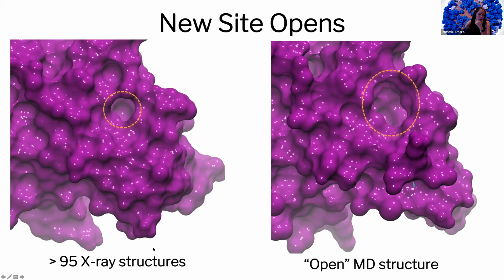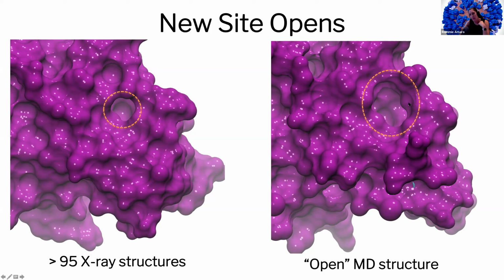If we looked at all of the crystal structures that are available experimentally in this one pocket here, which is of interest for drug discovery, what you see is that this pocket is relatively small and one of the residues is sort of tucked back and occluded from solvent.